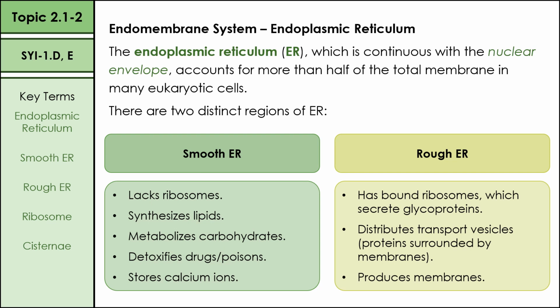Second, we have the rough endoplasmic reticulum, which does have the bound ribosomes littering its surface, which means that we produce proteins, primarily glycoproteins. The proteins produced by the rough endoplasmic reticulum can be distributed using transport vesicles, these being like little bubbles that surround our proteins and take them from one location to another. And we also produce some membranes within our rough endoplasmic reticulum.